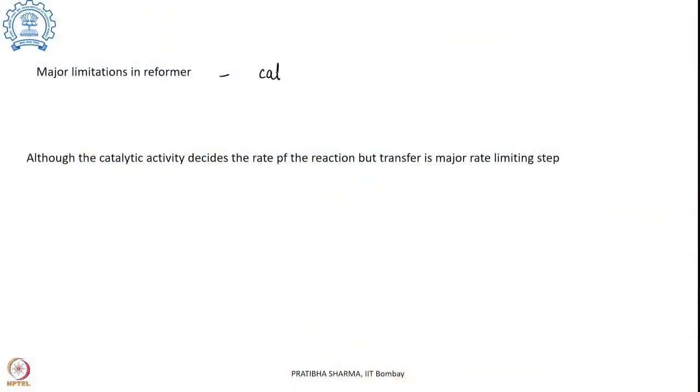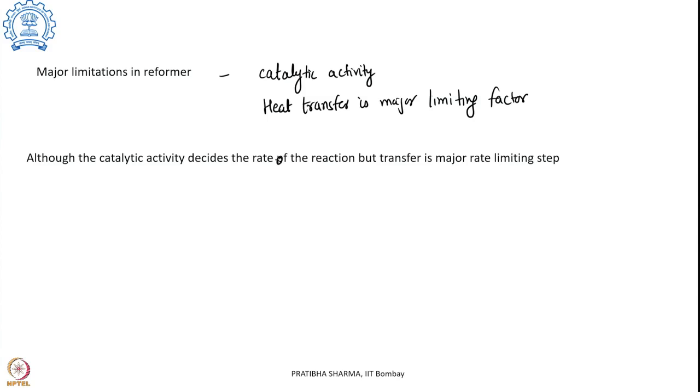Now we have seen that there are challenges associated with the reformer, and it seems that catalytic activity could be the major limitation. But it has been observed that the catalytic activity definitely could be a rate limiting step, but at the same time the heat transfer is prominently the major limiting factor when it comes to the operation of a steam methane reformer. Although the catalytic activity decides the rate of the reaction, the heat transfer is found to be the major rate limiting step.